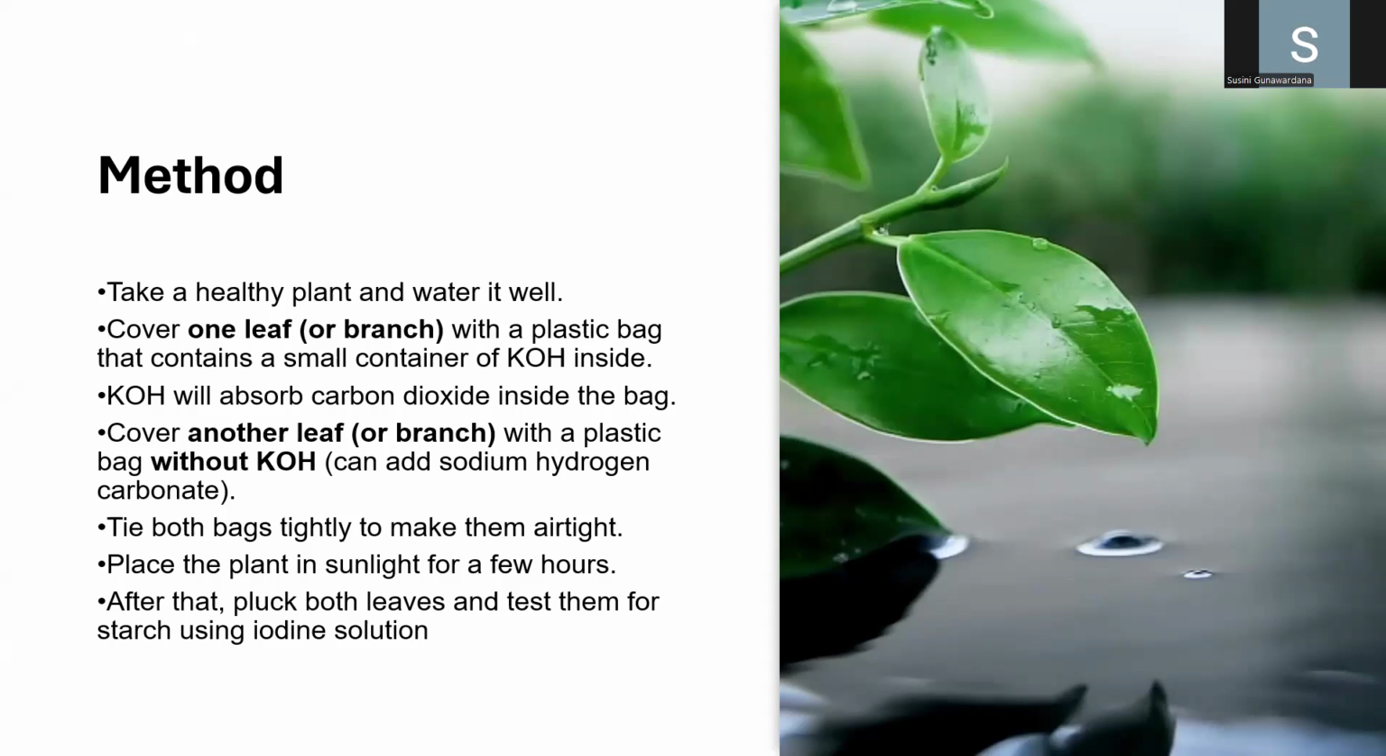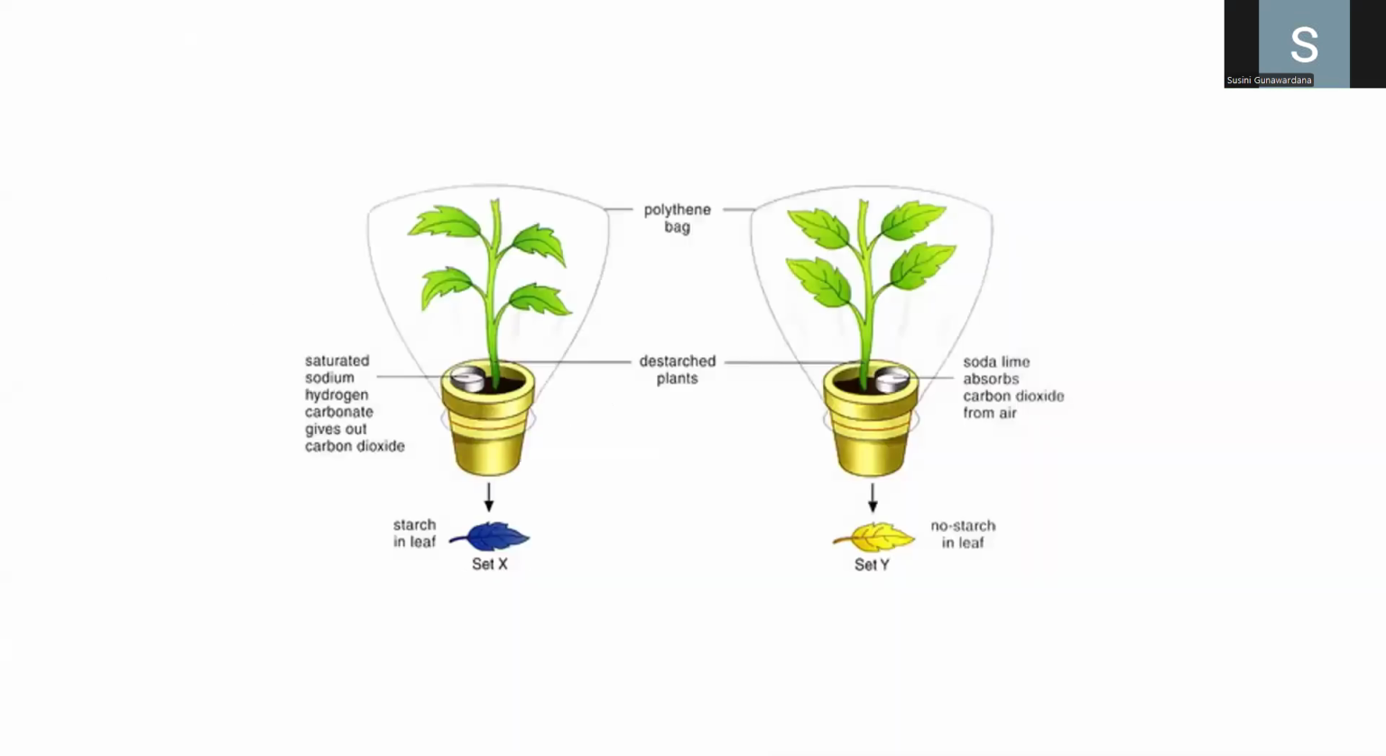After that, we can pluck two separate leaves from the two plants and do the starch test, or the iodine test. So this is the way we are going to do it. We need to take two plants. These are the two plants that we have taken. And here you can see saturated sodium hydrogen carbonate. We can take a petri dish and add sodium hydrogen carbonate to this.